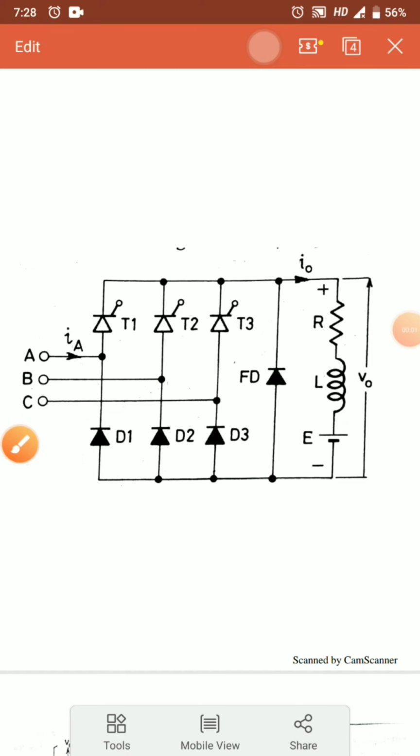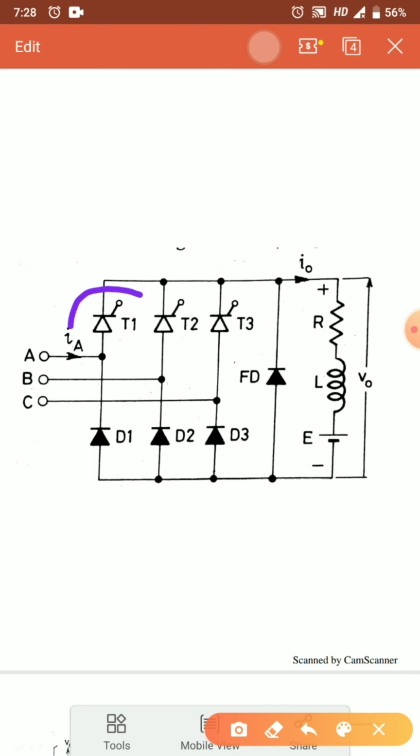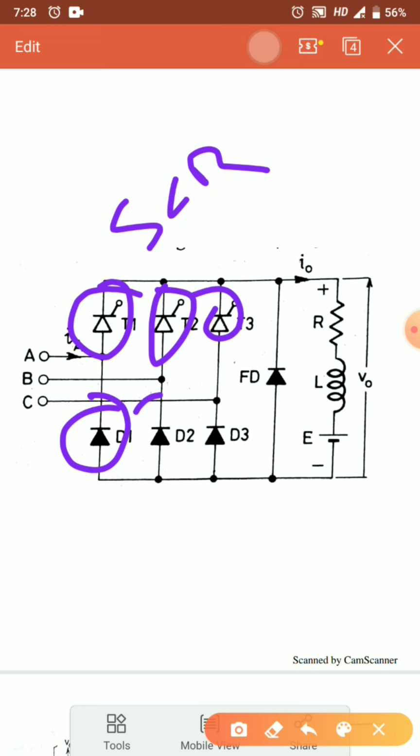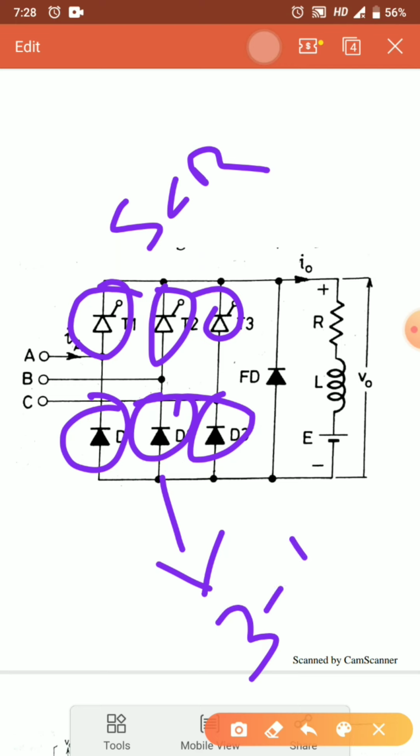This is the circuit diagram for a three-phase semi-converter. Here we have 3 SCRs and 3 diodes that are connected to the supply. Then we have one more diode, called the freewheeling diode. So in total we have 3 SCRs, 3 diodes connected to the supply, and one freewheeling diode.